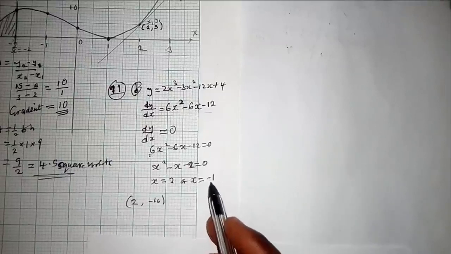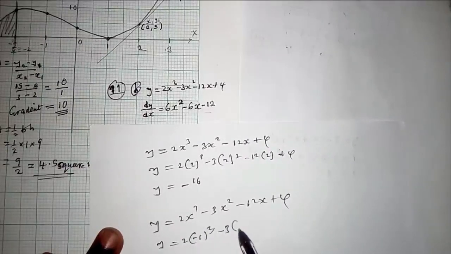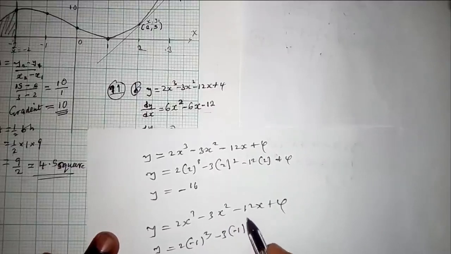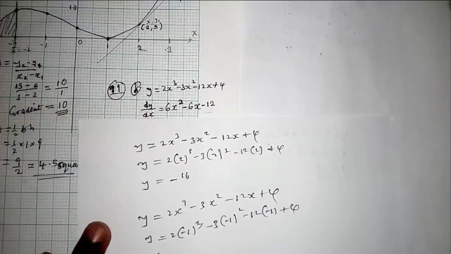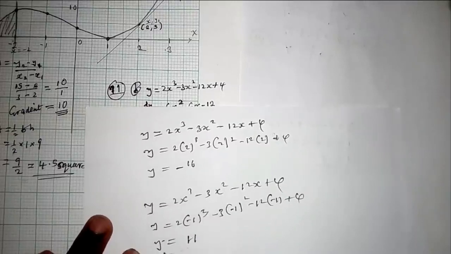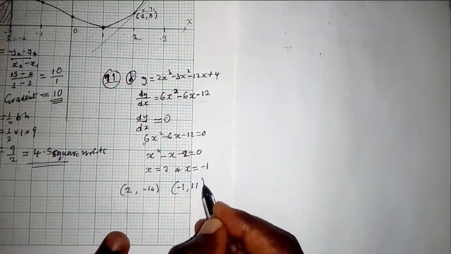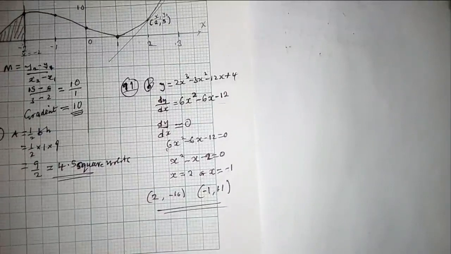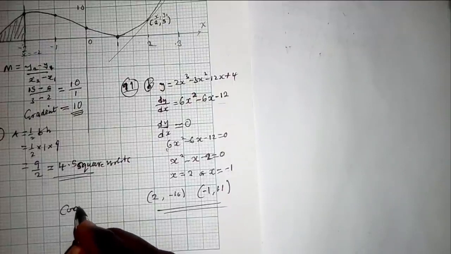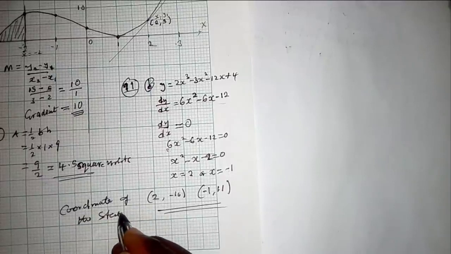We go to the other one, the same thing. Now this time around we start putting the -1. So we say y is equal to 2 open -1 cubed minus 3 multiplied by -1 squared minus 12 multiplied by -1 plus 4. And when we solve, we'll remain with 11. Our y will be 11 when we solve. So the coordinates will be -1, 11. So these are the stationary points. You can even put coordinates over the stationary points.